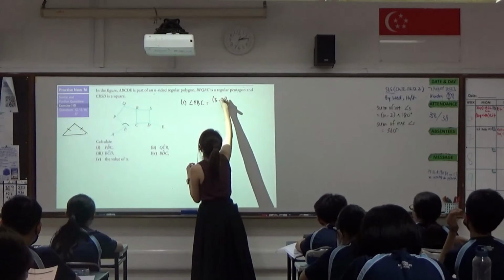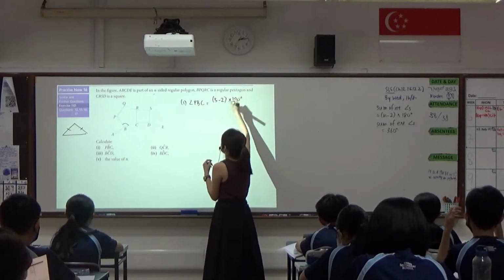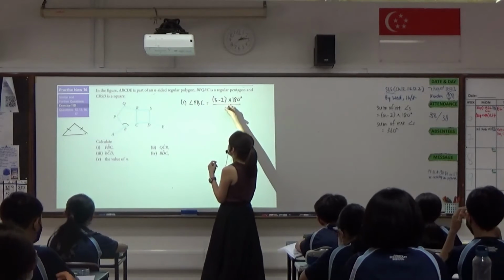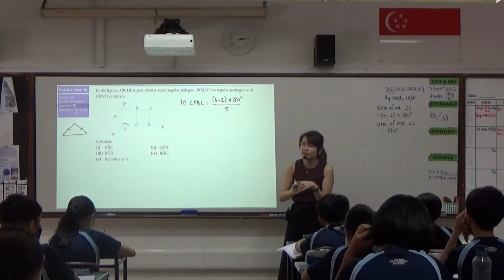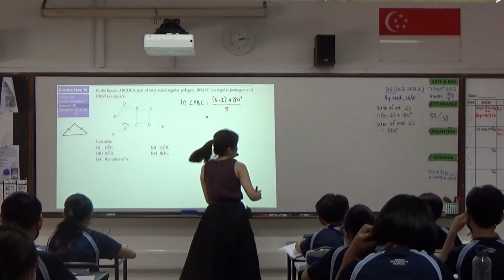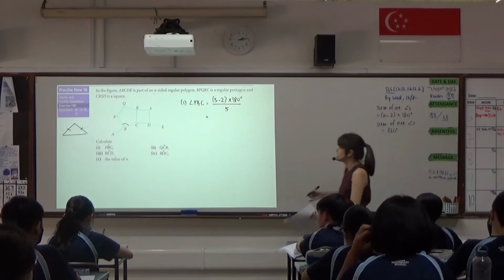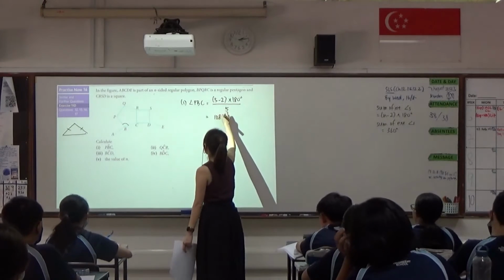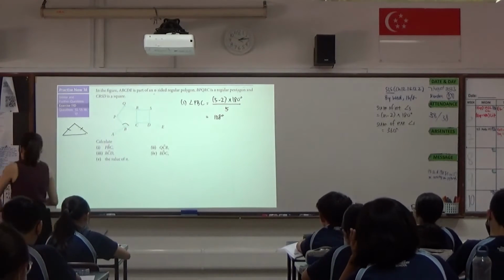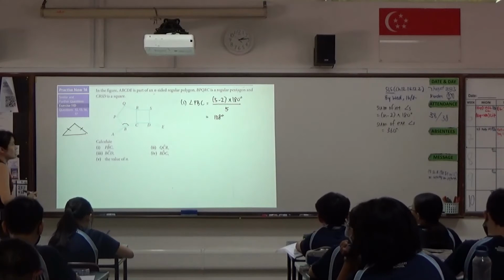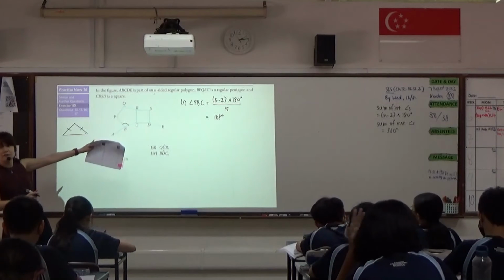Okay, 5 minus 2 times 180. Then we divide by each interior angle, not each side. And then you will get 108. Thank you. Okay, right? So now plus 5. Any questions on how we find angle PBC?